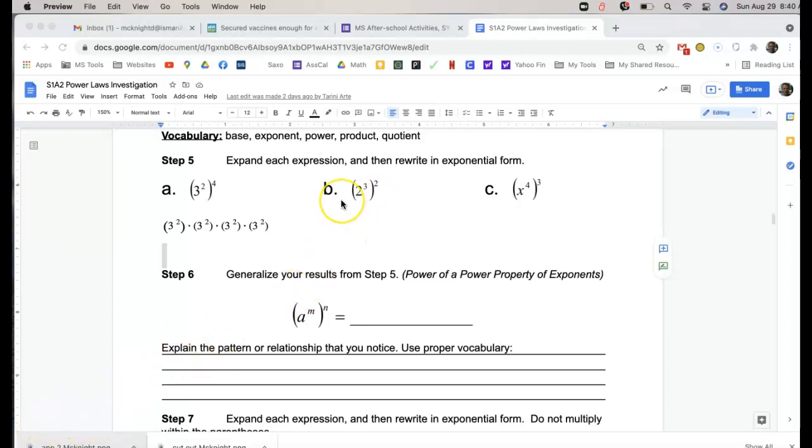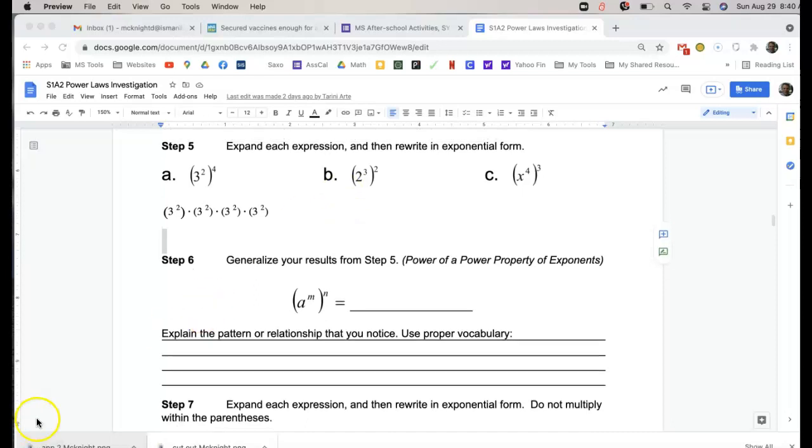Right, so step 5. Let's just review this really quick.